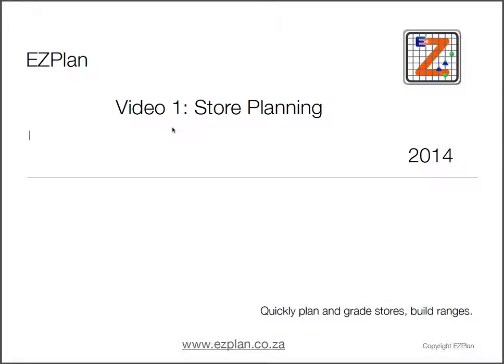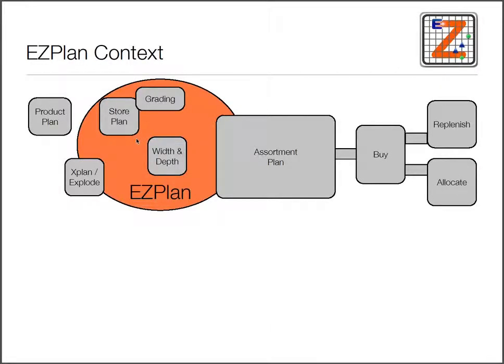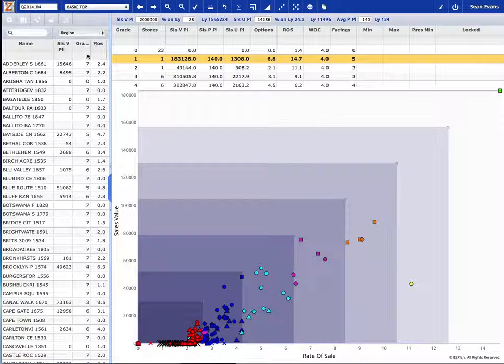And to put this into context, the process would look something like this. You would start off with a product plan, which could be produced outside of EZPlan, and then go on to look at your detailed store plan, group the stores, have a look at the product mix across stores, and then go on to do some width and depth planning. This is before you do your detailed assortment planning and buying. So let's have a look at how that would work within the application.